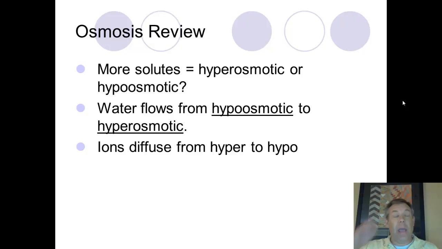Okay, and that is how water is going to flow, but of course ions, if they can cross the membrane, are going to diffuse down their concentration gradient. And so the ions are going to diffuse from hyperosmotic to the hypoosmotic environment if they can. And so remember that at a fish's gills, you have exchange of both ions and water. And so water can flow one way and ions can flow the other way, depending upon the relative osmolality of the fish to its environment.